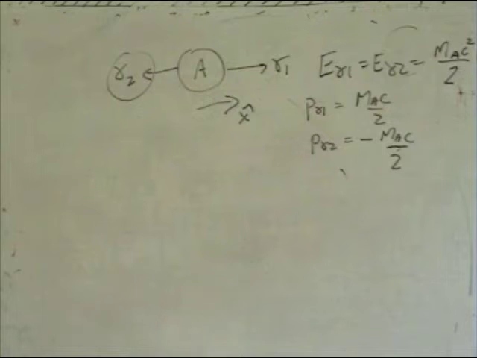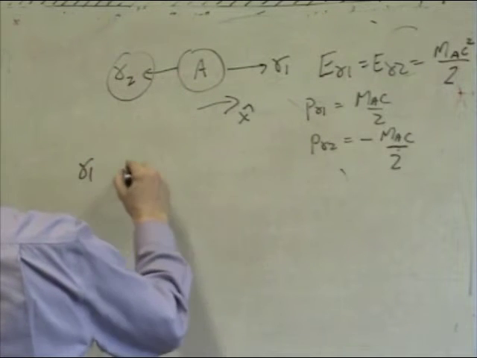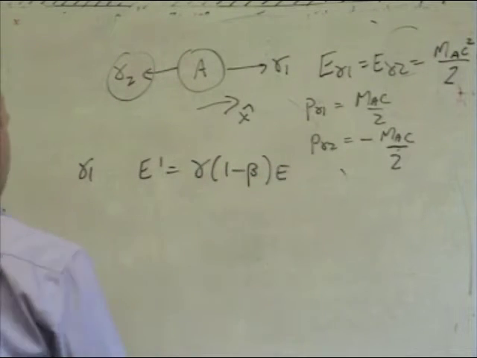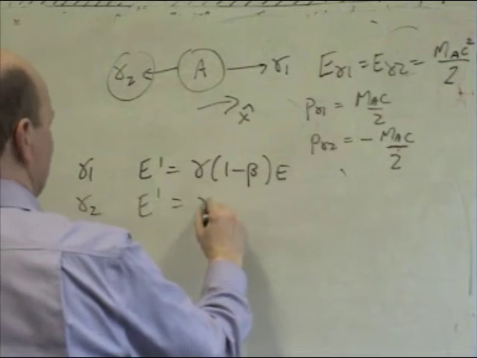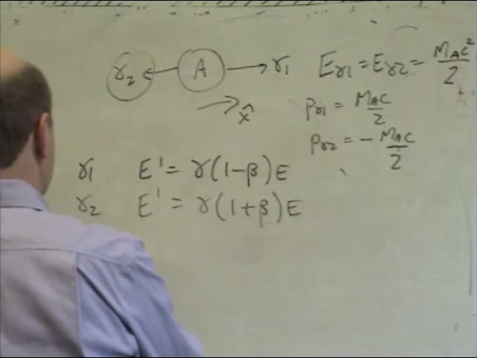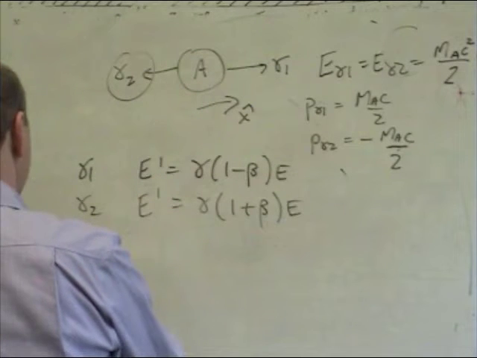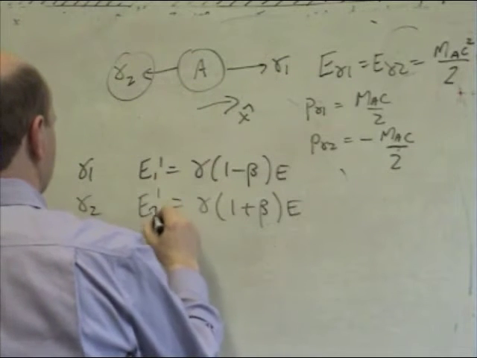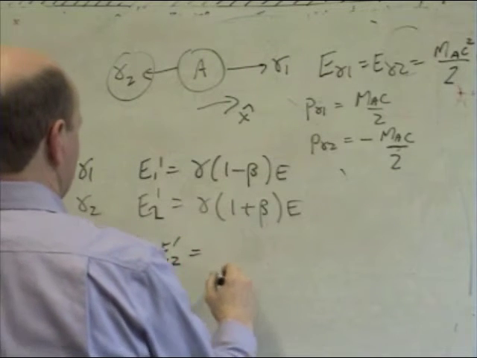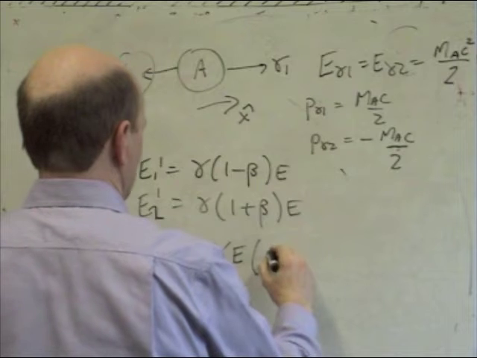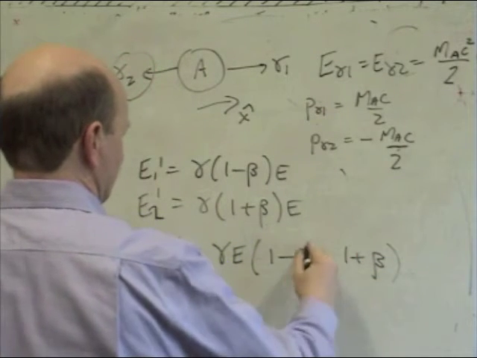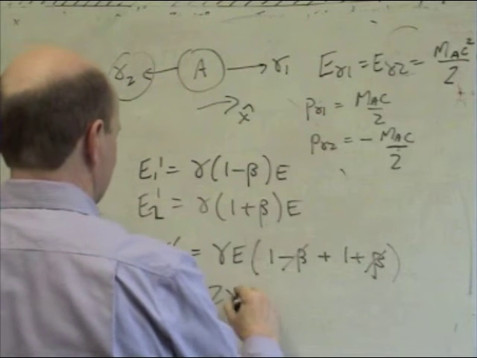So one of the photons has, let's do gamma 1, E primed equals gamma times (1 minus beta) times E. And for gamma 2, E primed equals gamma times (1 plus beta) times E. Right? So the sum of E prime 1 and E prime 2 is going to be equal to gamma E times (1 minus beta plus 1 plus beta), and we end up with the betas cancelling, and you get 2 gamma E.